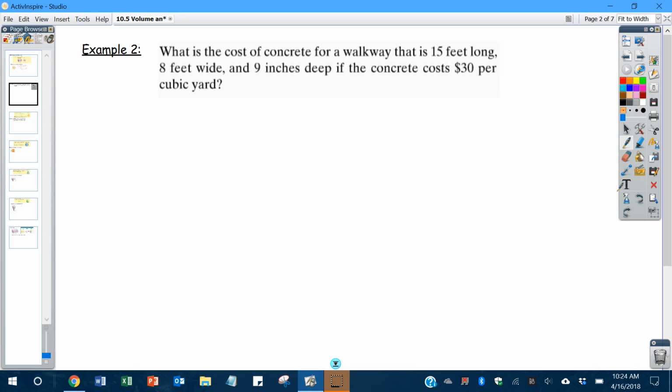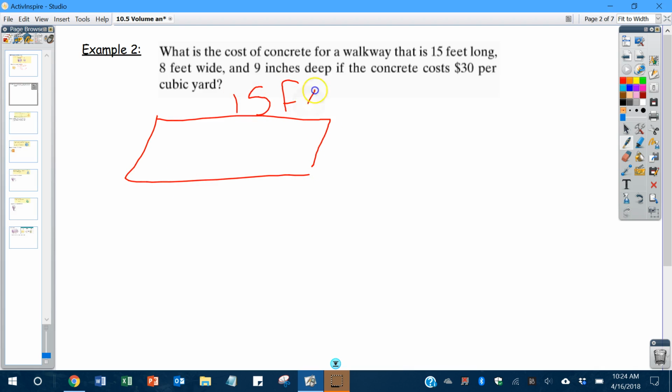Okay, so let's look at an application problem. We want to make a walkway that is 15 feet long and 8 feet wide and 9 inches deep, which means it's going to look kind of something like this. It's going to be 15 feet long, and my drawing is probably not that great. It's going to be 8 feet wide, and then it's going to be deep because we're pouring concrete into the ground, so it's going to look kind of like this. And it's going to be 9 inches deep.